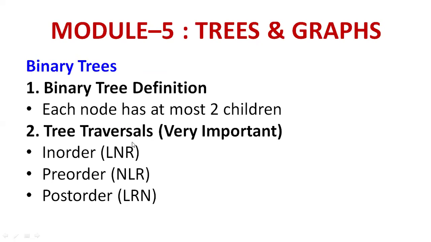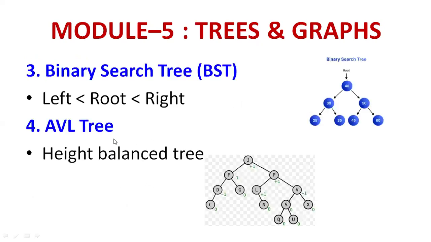So tree traversals are in-order, pre-order, post-order. In-order stands for LNR. Pre-order is NLR. Post-order is LRN. These are the typical notations and examples of tree traversal. Very, very important. In binary search tree, you can go for the representation starting from left, then root, and right. That is the sequence shown in the diagram.